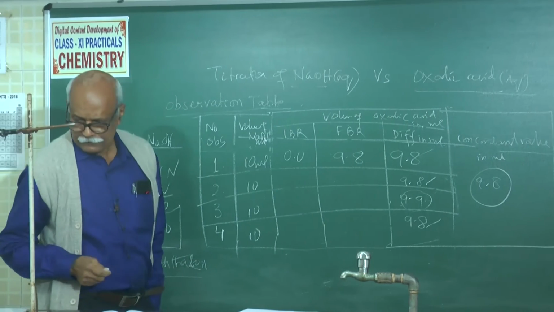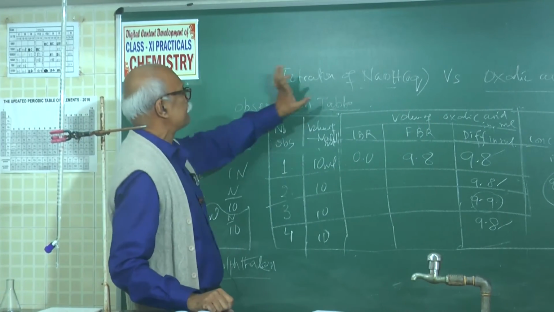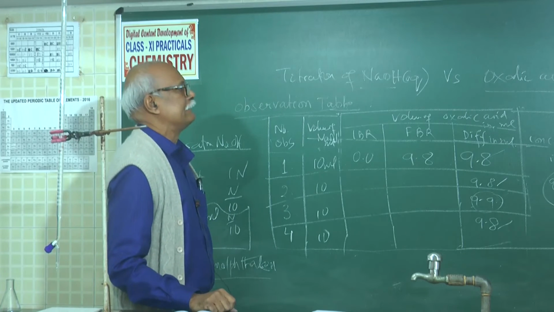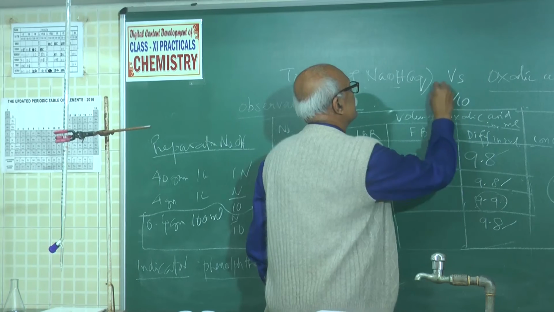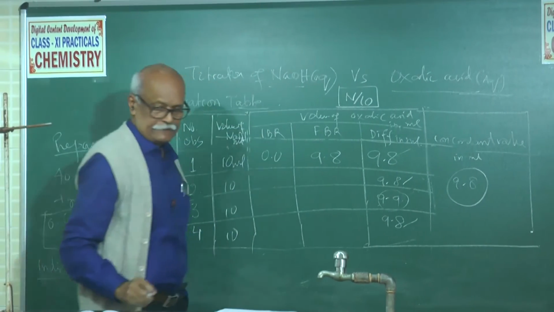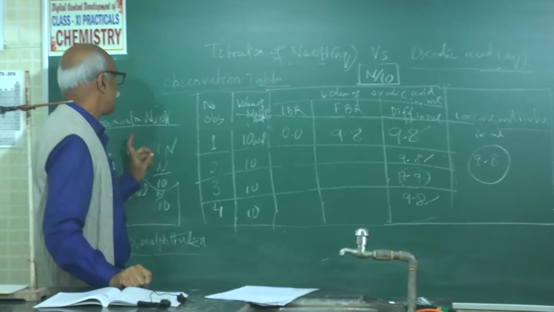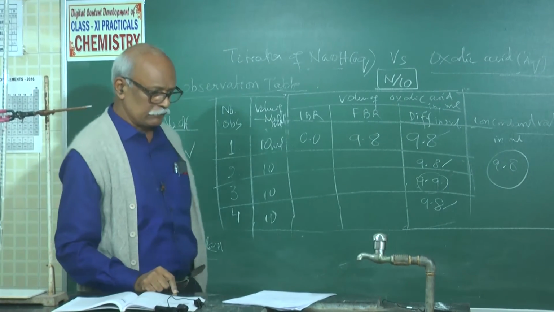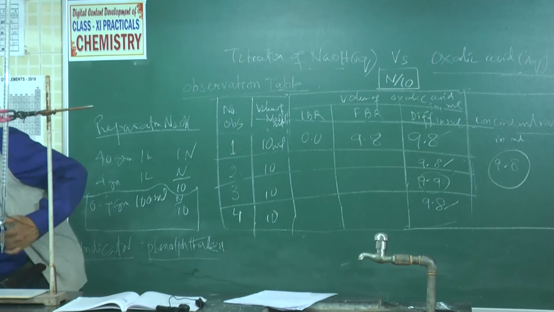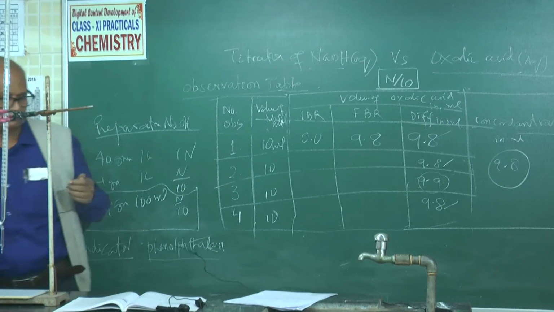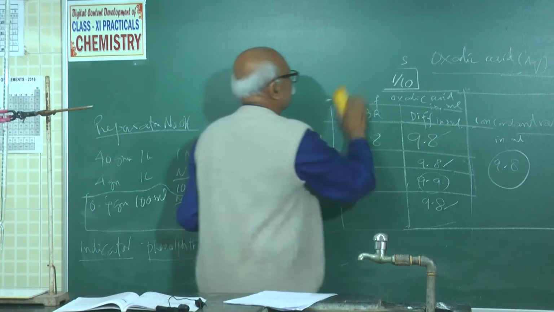Then let me calculate on the basis of this tabulation and on the basis of the normality of the oxalic acid. Oxalic acid normality is N by 10. On this basis, let me calculate the strength or normality of your sodium hydroxide, because sodium hydroxide is not a primary standard. Now we go for calculation.